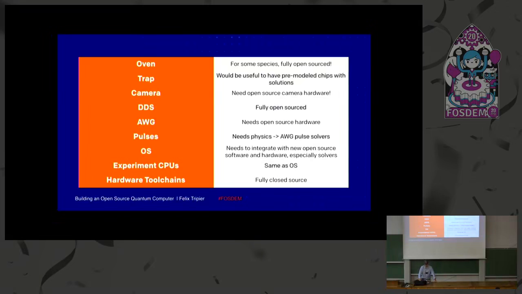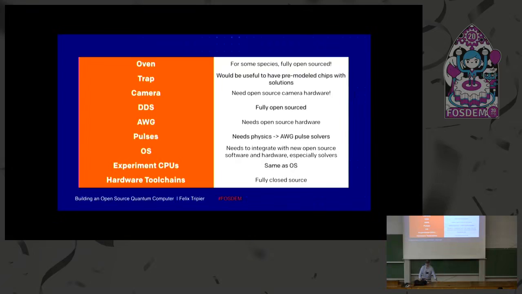For the operating system, all of the new physics software or quantum hardware that we use would need to integrate with the operating system. So the ones we talked about would need to be extended, or a new one would need to be written. And then for experiment CPUs, same thing.